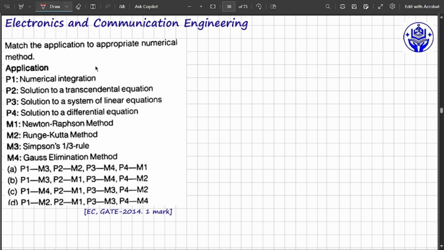Next question is related to matching. P1 is numerical integration. So what is numerical integration? Simpson's 1/3 is the numerical integration. So P1 matches M3. Now P2, the solution of a transcendental equation, is the Newton-Raphson method. So P2 matches with M1.